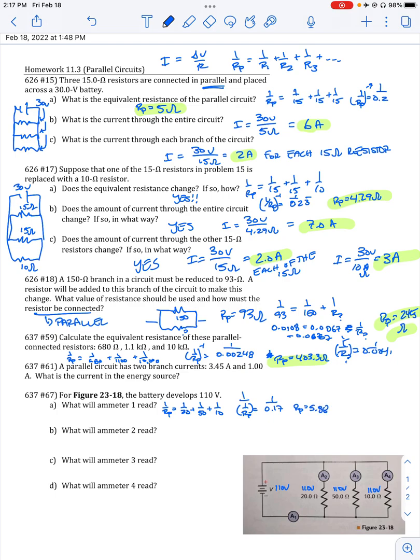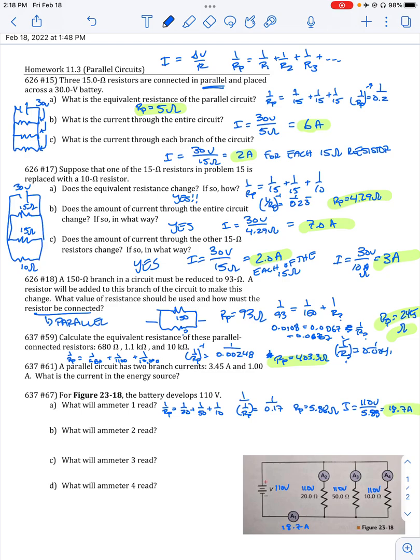All right. So to find our current, I equals delta V, which is 110 volts, divided by 5.88 ohms. All right, 110 divided by that. We see this should have 18.7 amps running through it. So that's what this A is going to be. So all of these three have to add up to that. All right. Now, we don't need the total current to find the other stuff.